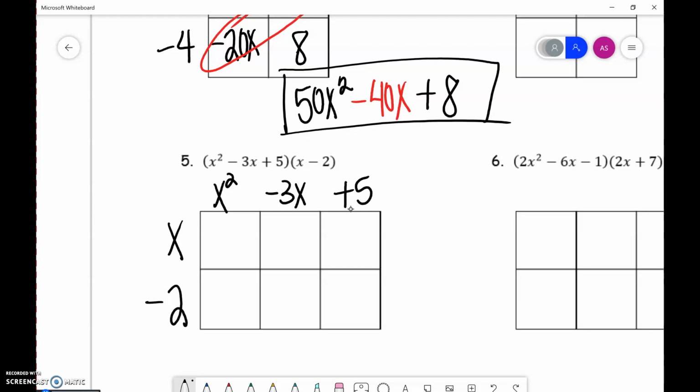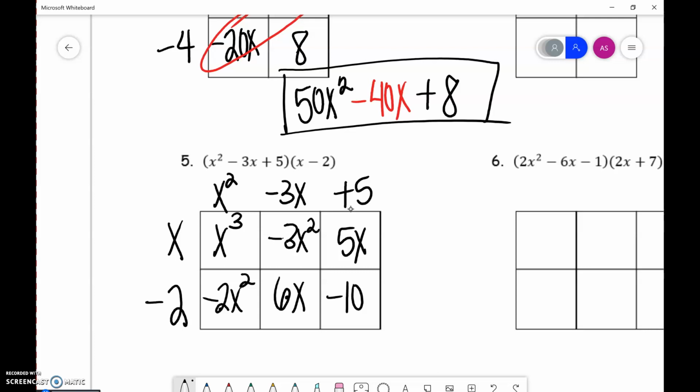So here I have x squared times x. That's going to be x to the third. Here, I'm going to have x squared times negative 2. That's going to be negative 2x squared. Here, I'm going to have negative 3x times x. That's going to be negative 3x squared. Here, I'm going to have negative 3x times negative 2. That's going to be positive 6x. Here, I have 5 times x, so that's going to be 5x. And here, I'm going to have 5 times negative 2, negative 10.